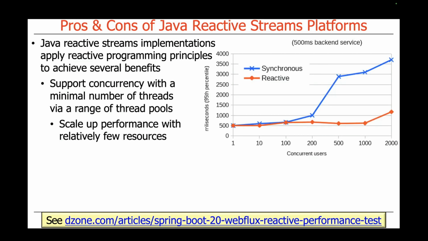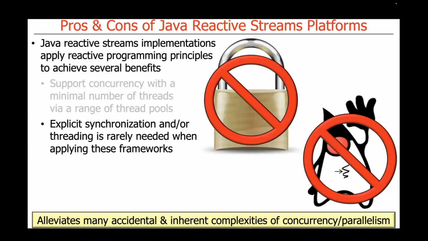So if you take a look at the link at the bottom, it compares the performance of a WebFlux program, which is, again, this cool client-server web-based framework that uses Project Reactor. And it compares that with a more traditional web MVC style architecture, which has a bigger pool of traditional platform threads. And you can see that you can get better performance with a smaller number of underlying platform threads. Something else that's nice here, which falls right in line with what we've seen before with parallel streams and completable futures, is that explicit synchronization and threading is rarely needed when you use these frameworks, which helps to alleviate lots of complexities, especially accidental complexities of concurrent and parallel programming.